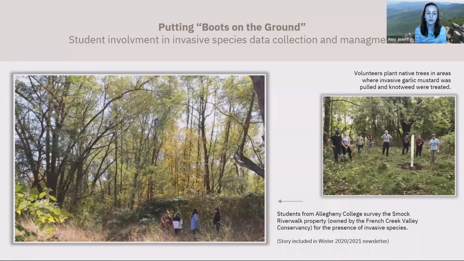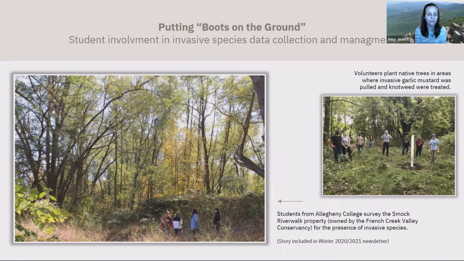And then from there, the Conservancy was able to use that management plan to understand what invasive species were on the property, where they were located, and they were able to use that to then actually go in and do management. And the photo here on the left is showing some of the students from Allegheny College as they're out surveying. And the photo on the right is showing some volunteers with the French Creek Valley Conservancy as they're trying to restore the property. As you can see, there's a tree tube there that's got a young tree seedling growing in it. And that's in an area where garlic mustard and knotweed were removed, which are both invasive species.